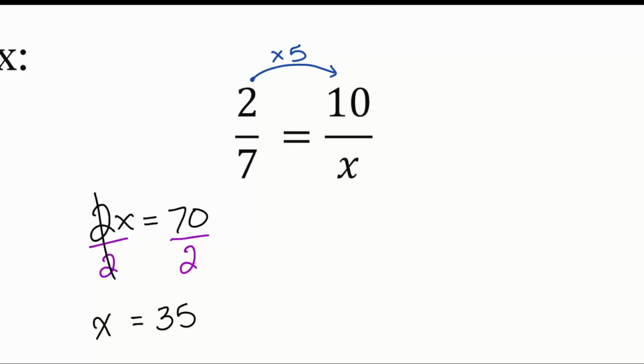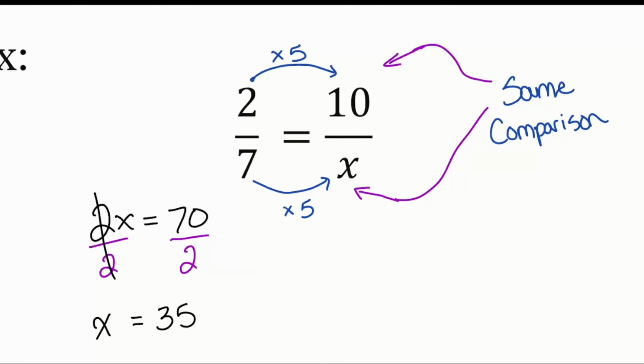So what does this mean? This means that if I'm going to go times 5 from left to right on the top, it is going to be times 5 left to right on the bottom. Let me go ahead and actually point this out right here. Right there and right there. It's the same comparison in the same direction. That's what makes this so convenient.